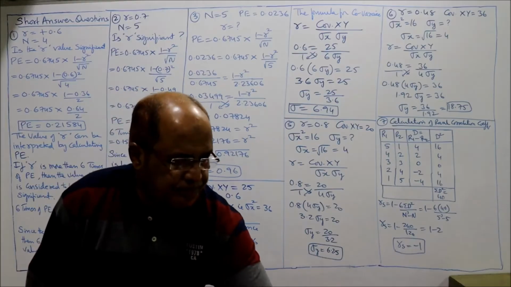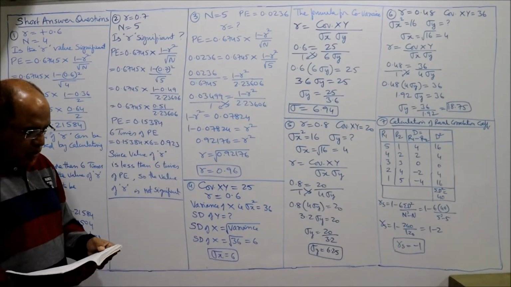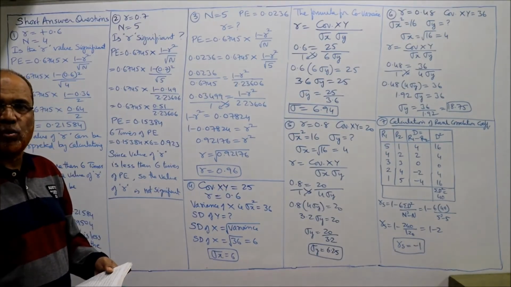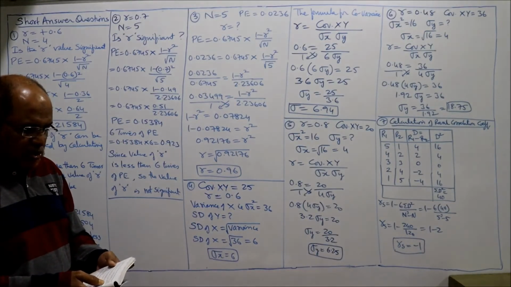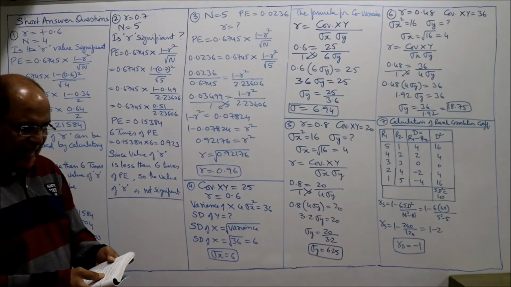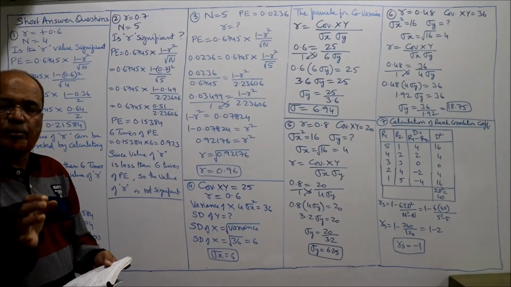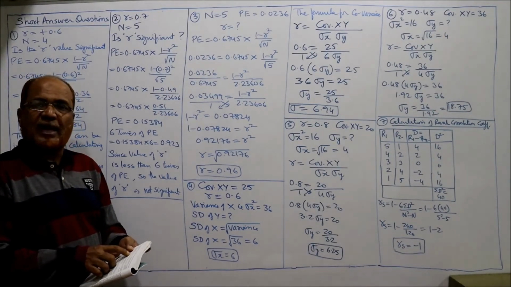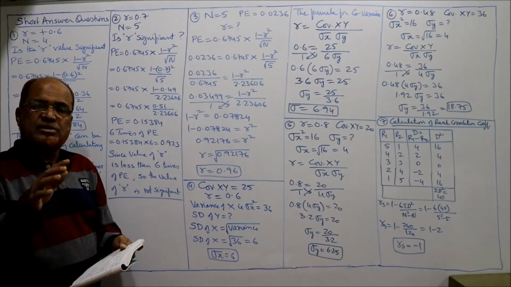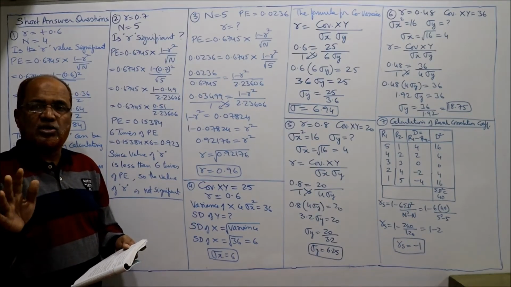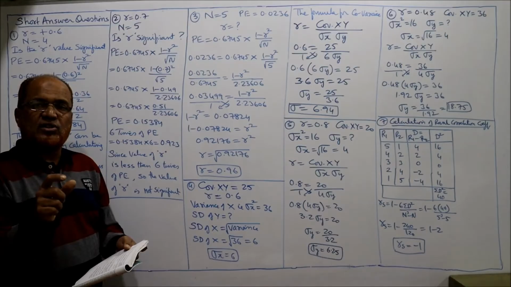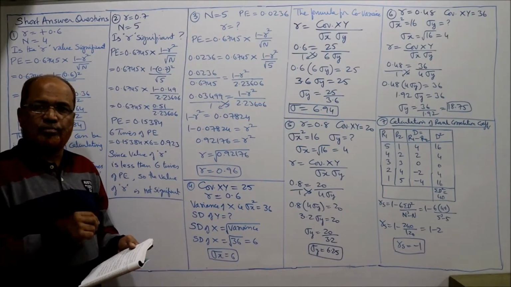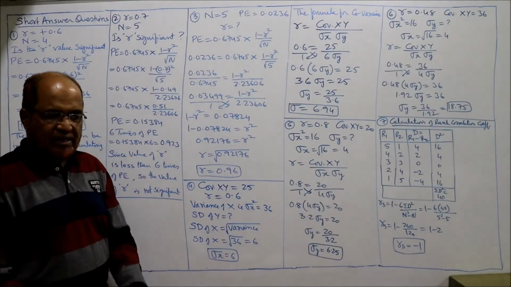Now, fifth problem. See the fifth problem. Correlation coefficient between two variables x and y is 0.8. Covariance is 20 and the variance of x is 16. Just like the previous problem, covariance is given as 20 and variance of x is 16. Variance means standard deviation square. We don't need the square, we need the standard deviation. So standard deviation of x is 16 under root, which is 4. Find the standard deviation of the y series.